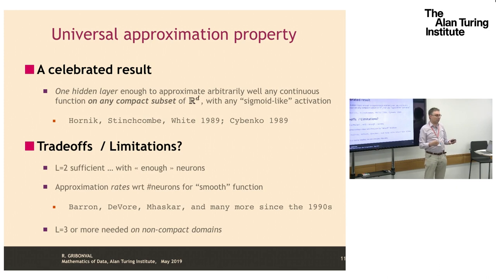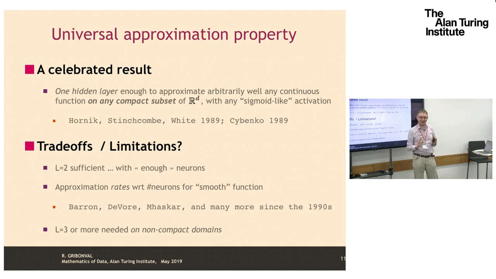Now, what does this theorem tell us? Well, it tells something qualitative. With one hidden layer on the compact domain, if you have enough neurons, you can get arbitrary accuracy. But what's the relation between the number of neurons and the accuracy? Well, this requires more specific analysis. And there are a number of works, including from many people in this audience, relating the rate of approximation to how many neurons you use, and relating it to the smoothness of the considered function.